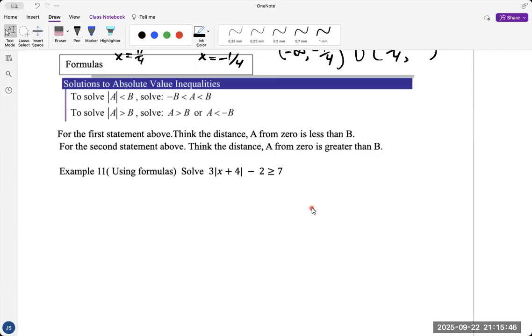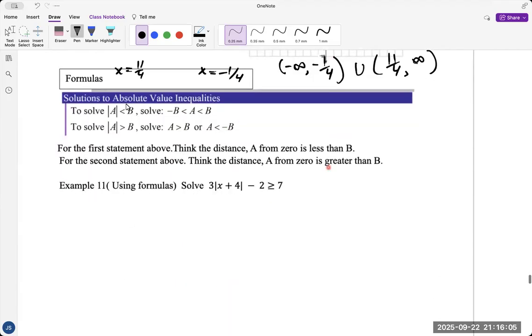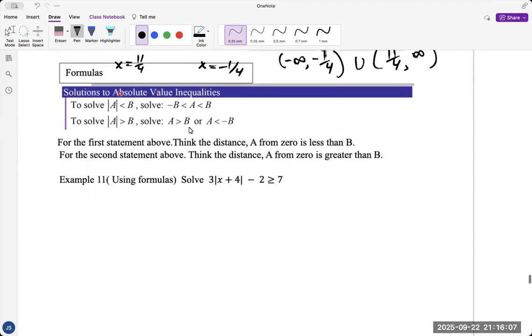All right, there's a third and final way that you can solve an absolute value inequality equation like this, and that's by just using pre-memorized formulas. We saw above we can graph, we can test regions, or we could just memorize formulas. So let me show you.